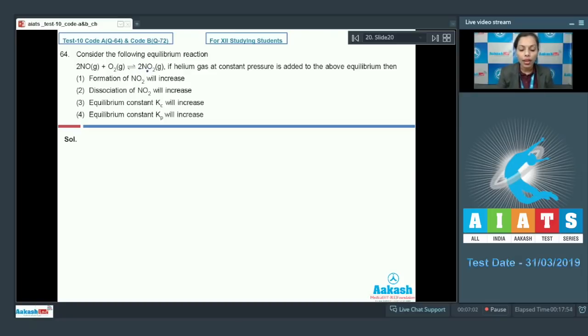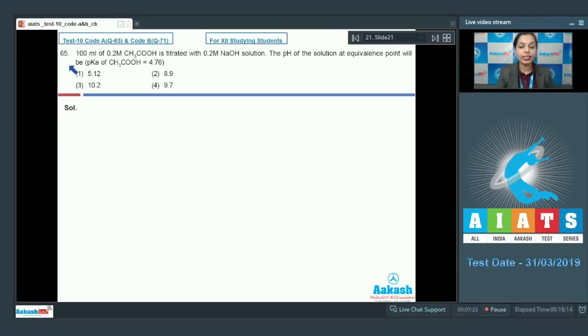It means where this NO2, or the nitrogen dioxide, is dissociating. So simply we can say in this case dissociation of NO2 will increase because equilibrium will be shifted in that direction. And on that basis, option 2 becomes your correct answer. After that, question number 65.